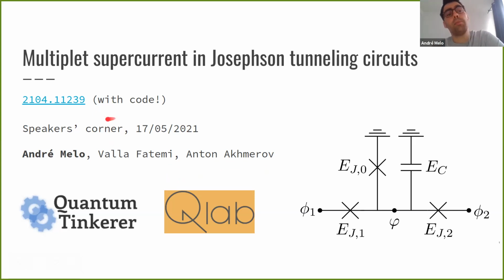So the preprint is out on arXiv. It's called Multiplet, Supercurrent, and Josephson tunneling circuits. And let me just brag for a bit and say that if you're interested in running the code and seeing how we produce the results, you can. We publish the source code as well. So if you want to play around with parameters and do your own simulations, feel free to check out the Zenodo repository.